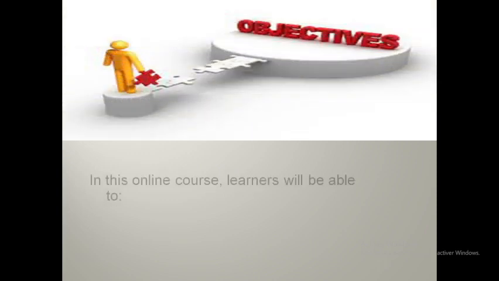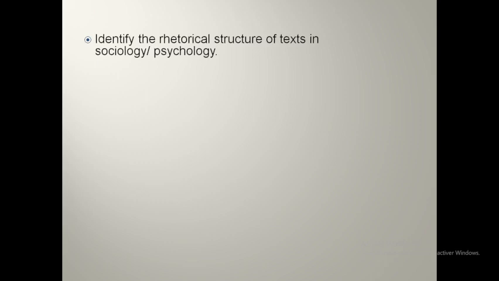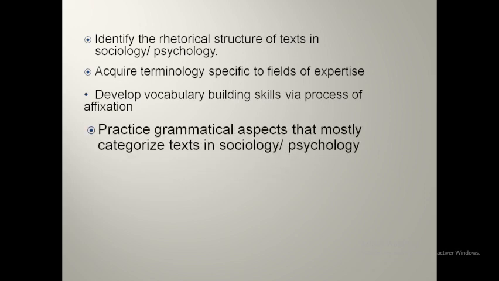For the objectives of this course, learners will be able to identify the rhetorical structure of texts in sociology or psychology, and acquire terminology specific to their fields of expertise. They will build vocabulary skills via the process of affixation and practice grammatical aspects that mostly characterize texts in sociology or psychology.